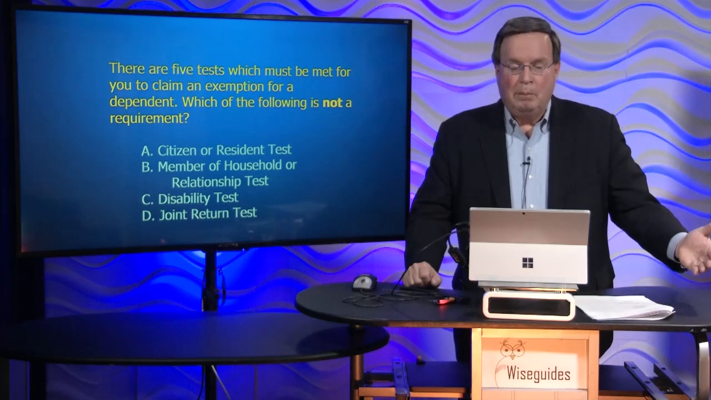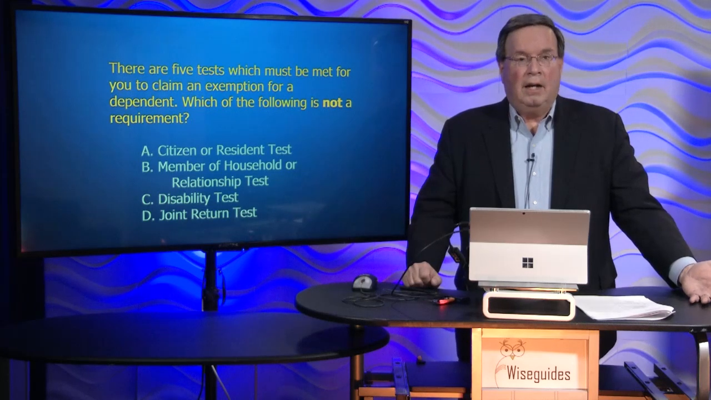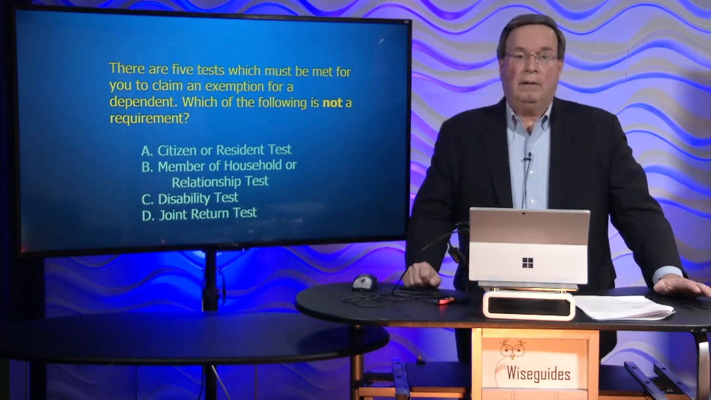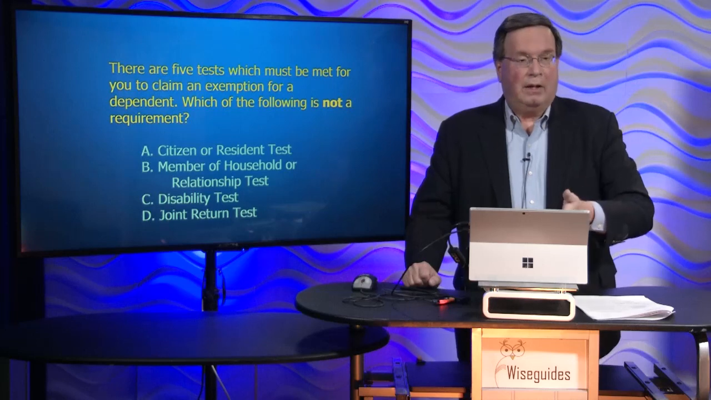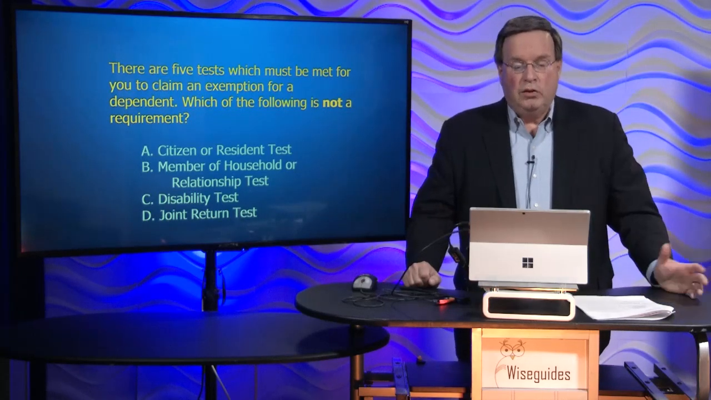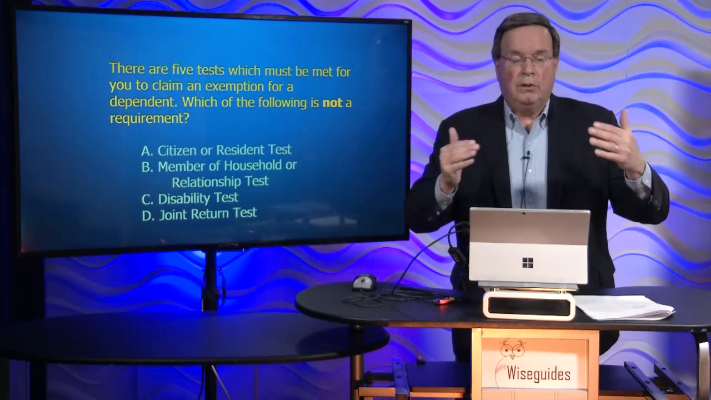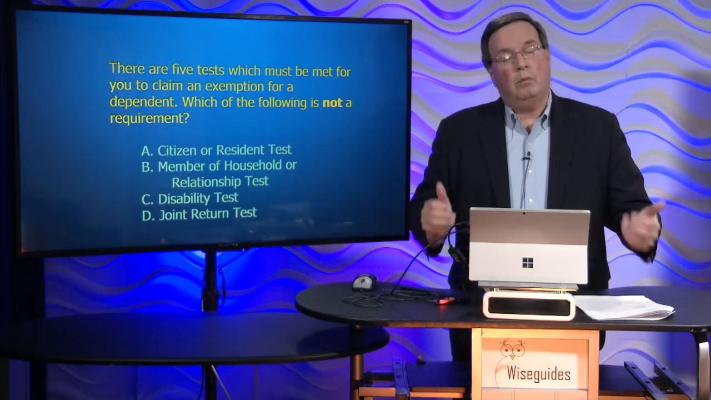You need to be a citizen, a member of the household, a relationship test. I think we know that. Disability is not one of the requirements. It might qualify if you're blind for an extra standard deduction, but certainly not for an exemption amount. And a joint return test is also one of those. So basically you're looking for, all the other ones are good except for this one. So you've got 3 right answers and 1 wrong answer.